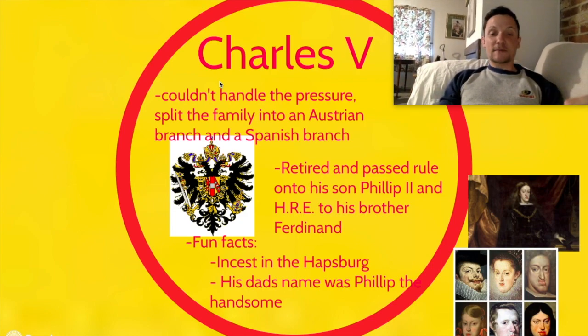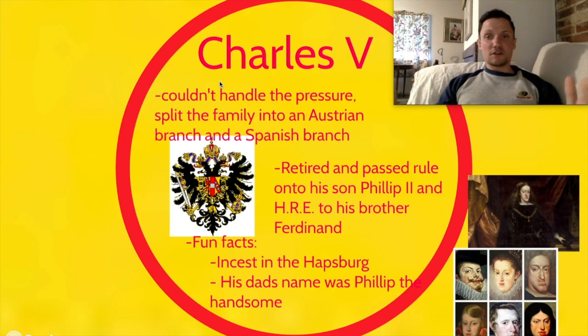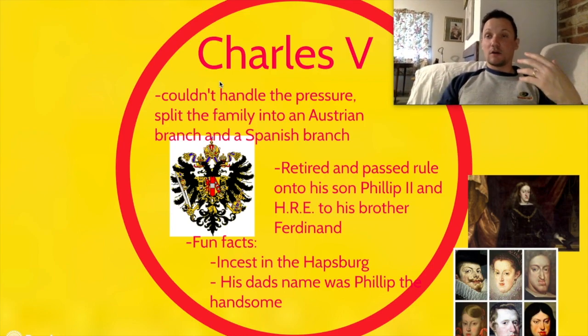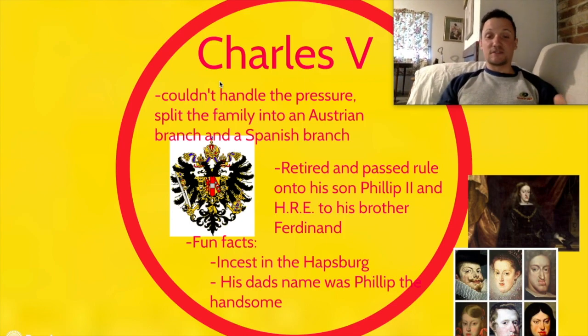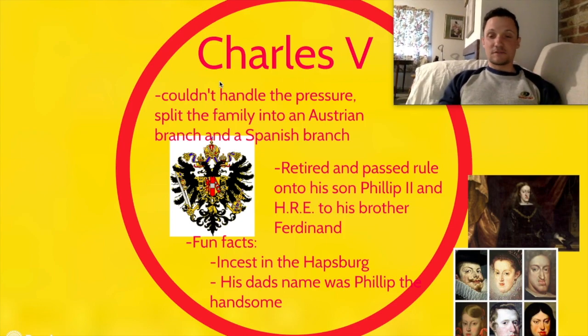Fun facts about the Habsburgs: lots and lots of incest. Like, they literally married their cousins and had kids with their cousins, way too much. Don't do it, period, but they did it to an extreme. Also, fun fact, Philip I is Charles V's dad. His name was Philip the Handsome. It's just a fun thing to know.